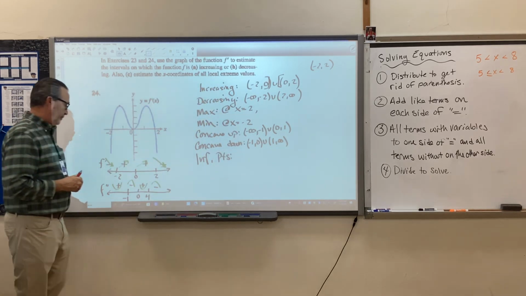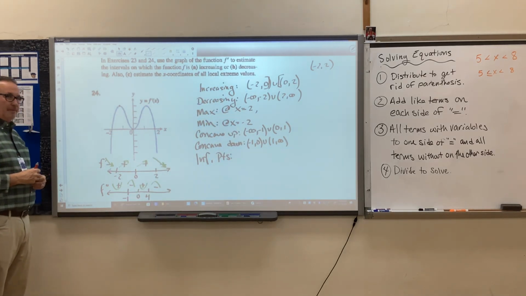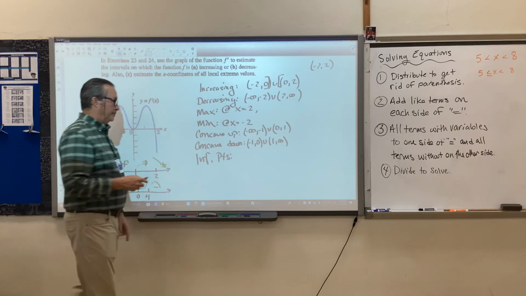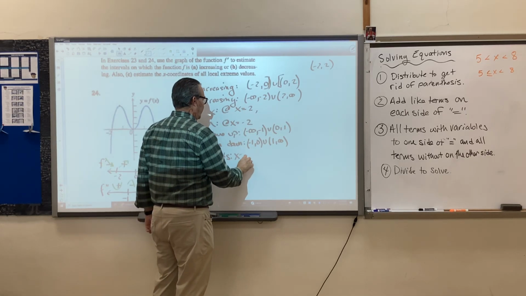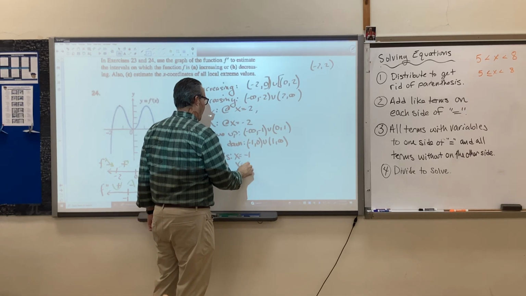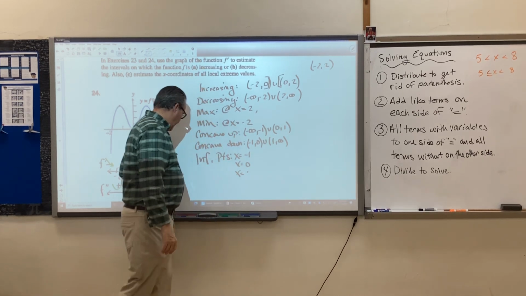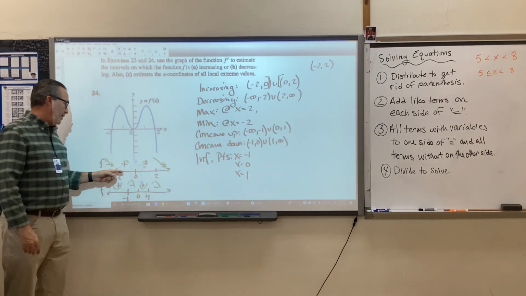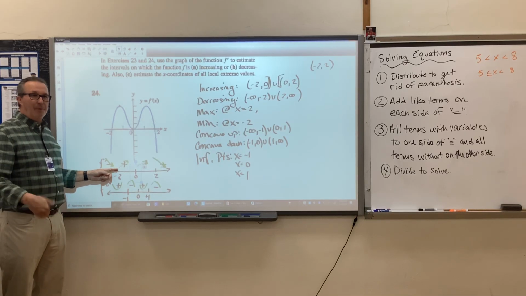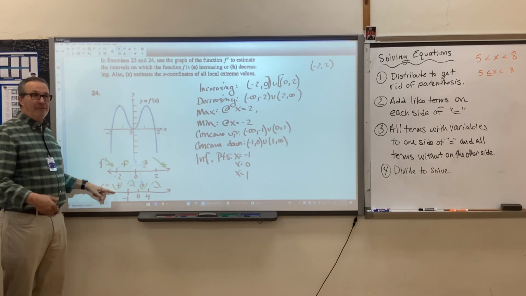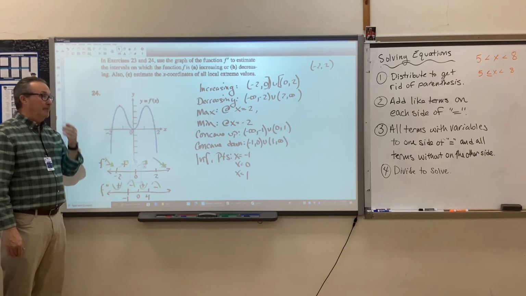Inflection points: -2 and 2. Oh, no, no, no. Negative 1, 0, and 1. Okay? There has to be a sign change in the first derivative for there to be a maximum or a minimum. There has to be a sign change in the second derivative in order for there to be an inflection point.